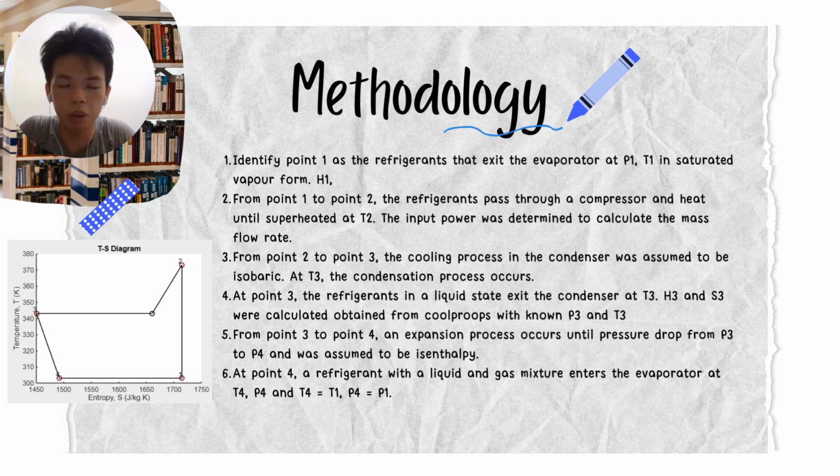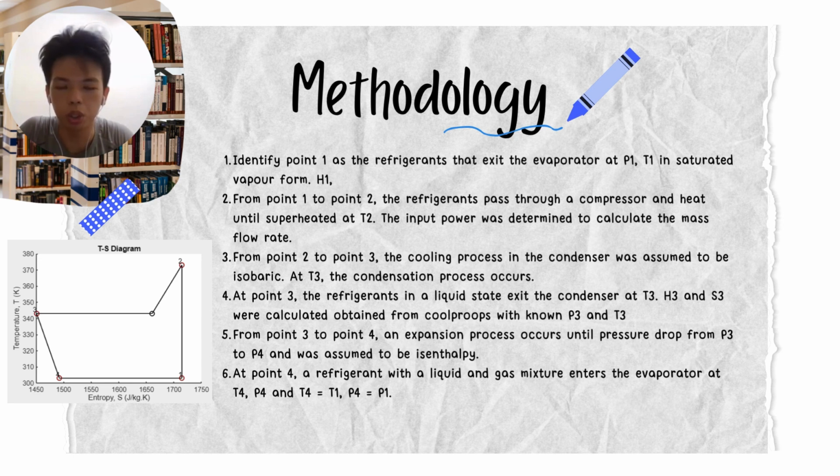Hello everyone, I'm Elton. Now I'm going to talk about how we model the vapor compression system. For your better understanding, I already put a graph below which represents the temperature and entropy change of refrigerants when they pass through the vapor compression system. First things first, we need to identify point 1 as the refrigerant exiting the evaporator at T1. T1 means temperature 1. We assume it to be saturated vapor, so that it is easier for us to calculate other thermodynamic properties like entropy and enthalpy.